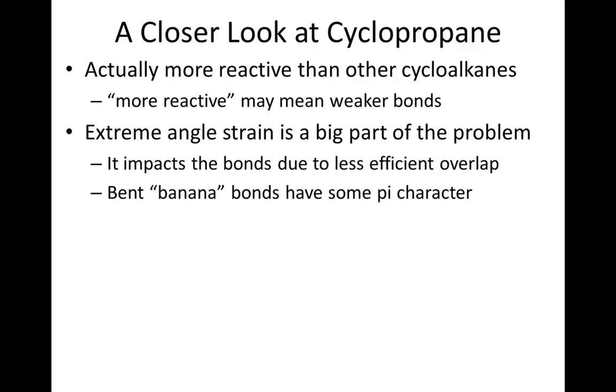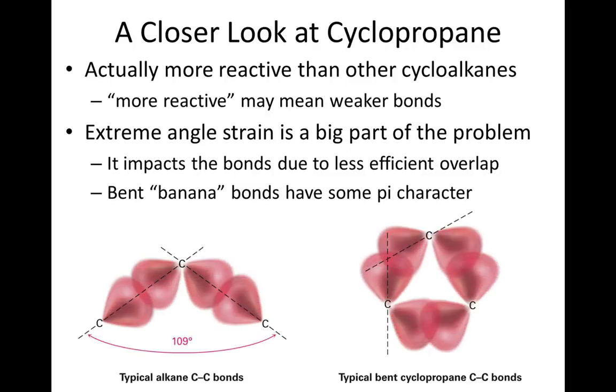And the angle strain is a big part of the problem because the bonds really can't overlap as efficiently as they would like. Remember that an ideal sigma bond would have the electronic distribution evenly distributed about this imaginary line which connects these two atoms, and it would be created by a head-to-head overlap of orbitals, and that's how you would get this typical bond angle of about 109.5.